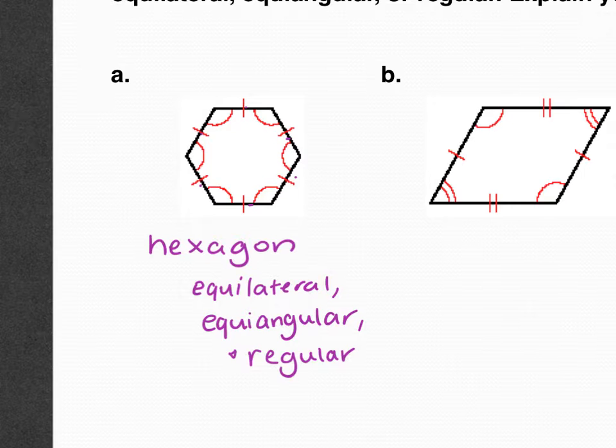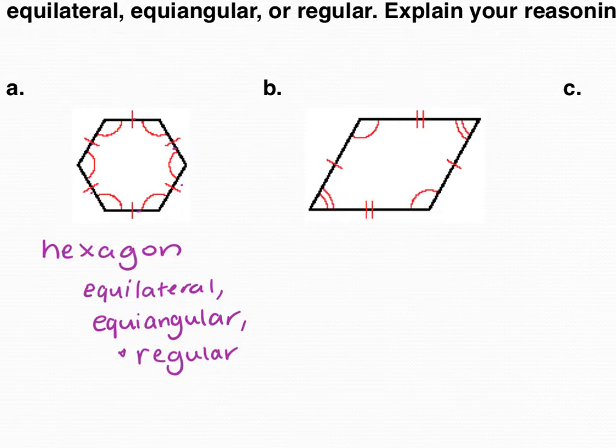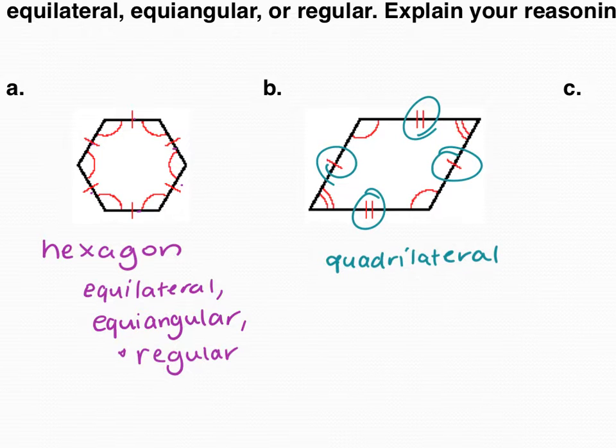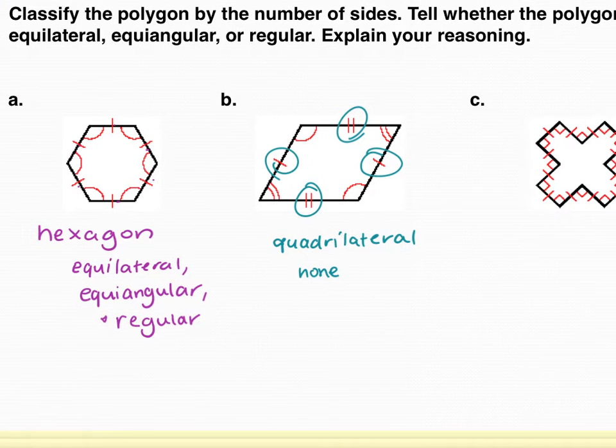How about B? How many sides? 4. Which makes it a quadrilateral. Is it equilateral? No. So this pair have a 2 tick mark. This pair have a 1 tick mark, right? Is it equiangular? No, which means it's also not regular, right? And it says explain, right? All 4 sides, not all 4 angles.